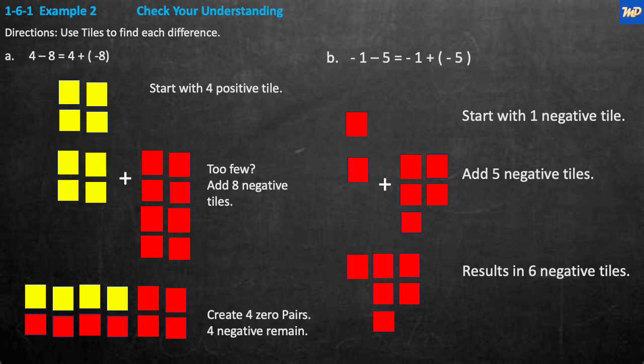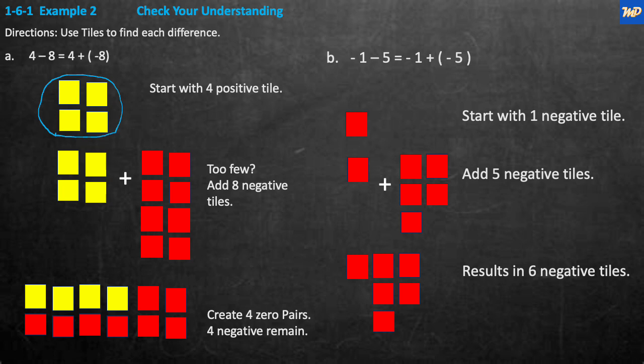So here's where we're starting with our problem. Here's where we're starting, right here with our 4 positive tiles. And after we add the 8, here's 8, 1, 2, 3, 4, 5, 6, 7, 8. We're going to add these together. So we're going to add the negative because we don't have enough. We got to add more to it to get to this final number.